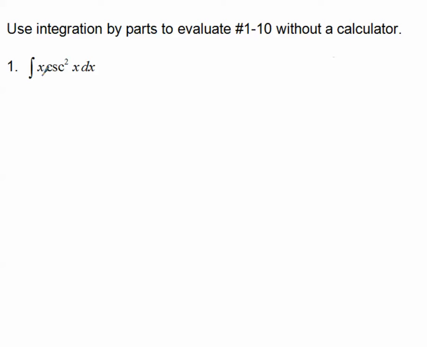So here we have the integral of x times cosecant squared of x dx. X multiplied by cosecant squared of x. Now, first thing I think of is, can I make it not a product? Because I don't want to have to do any special rules if I don't have to. Well, the answer to this one is no. We have to use integration by parts. So let's do it. Here's how.